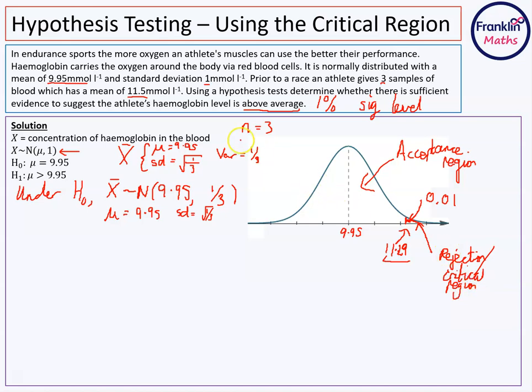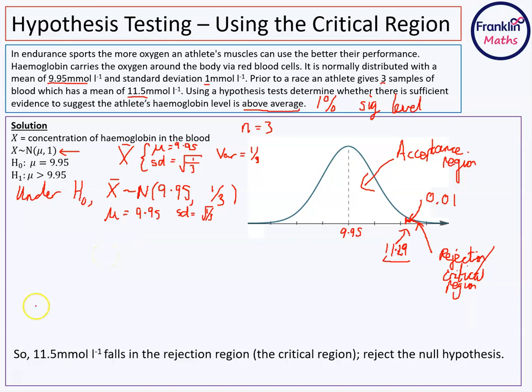Okay, so 11.5 is quite far away from the mean. So we've got quite a lot of marks in the exam so far. So how do we finish it off? The first thing to say is that 11.5 falls into the rejection region, or the critical region. So we're going to reject the null hypothesis. If you think about it, this is so far away, we must have to reject that.